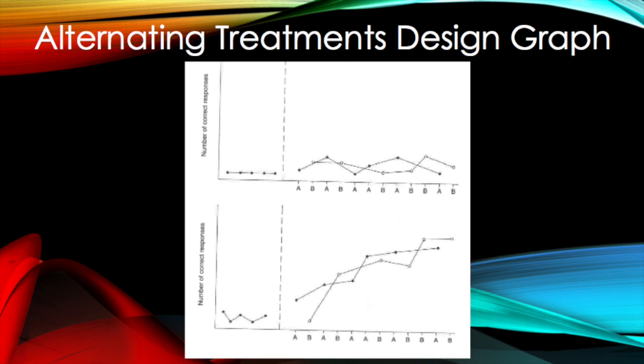These next two example graphs show no difference between treatments. The top graph shows that neither intervention demonstrated control over the dependent variable, while the bottom graph shows that the interventions demonstrate control over the dependent variable. They overlap and increase in a very similar way, meaning that neither intervention has a significantly stronger effect on the target behavior.